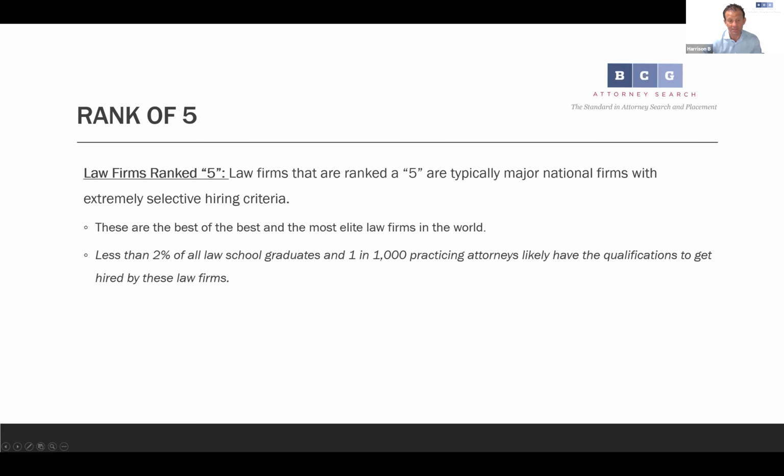I would say probably less than 2% of all law graduates, maybe even sometimes less than 1%, and 1 in 1,000 practicing attorneys with 1 to 5 or 6 years of experience even have the qualifications to get hired by these firms. And they're very hard to get into.